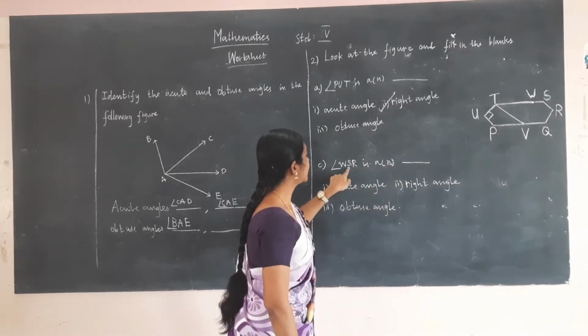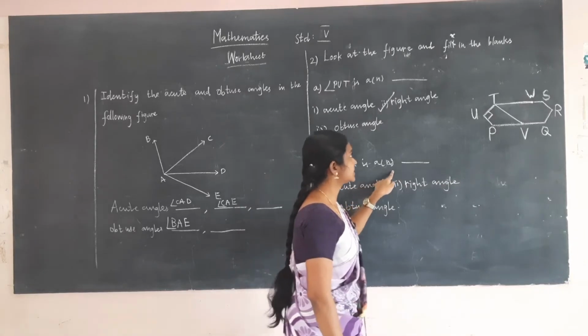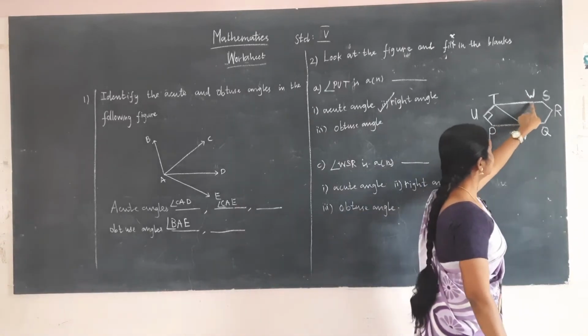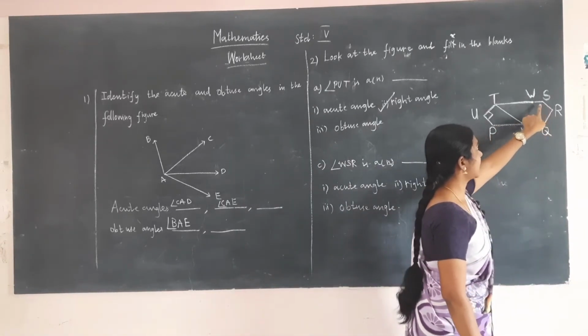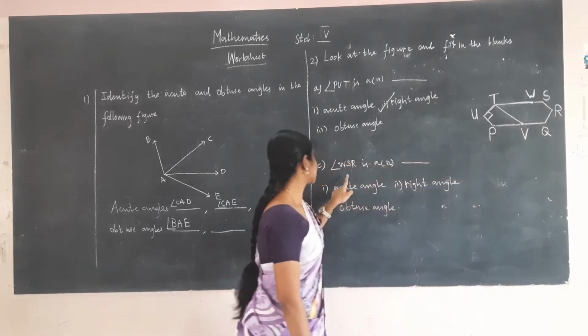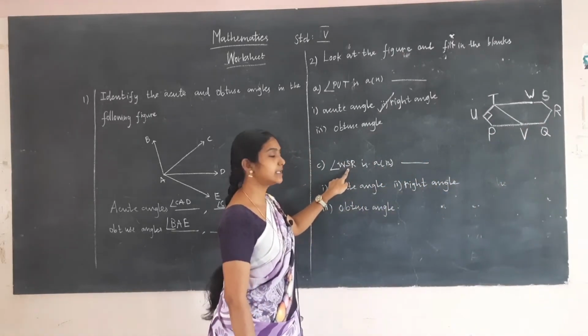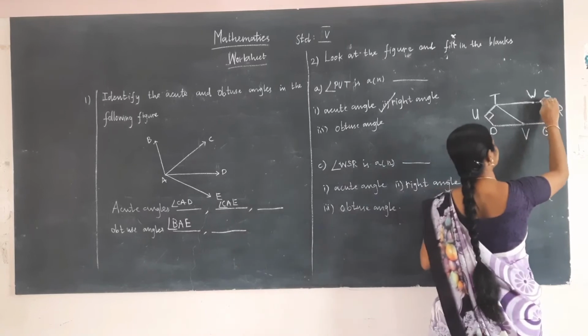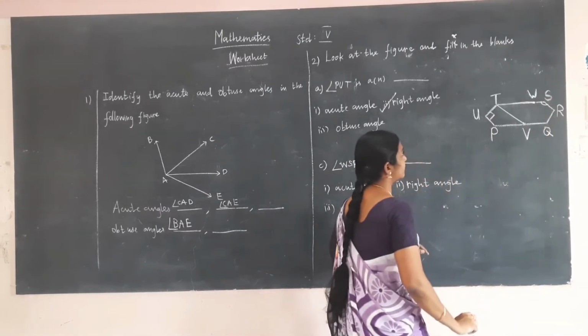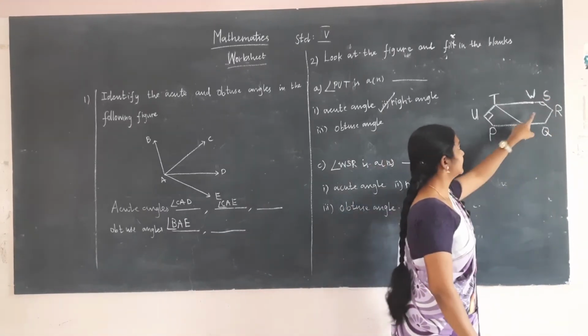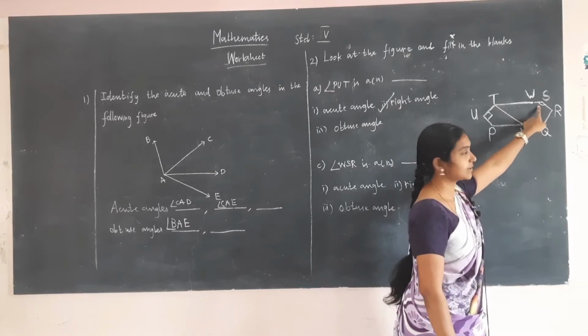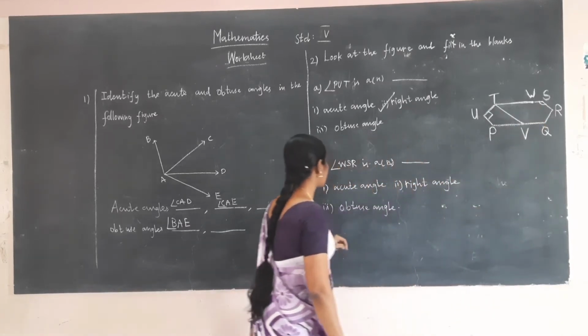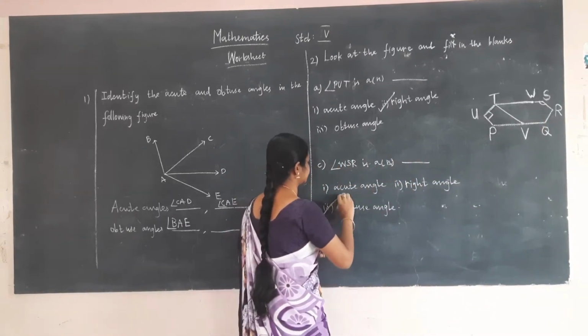Angle WSR is a dash. Angle WSR. So the angle is formed in S because S is written in the middle. The angle formed is obtuse angle because it is greater than right angle. WSR is obtuse angle.